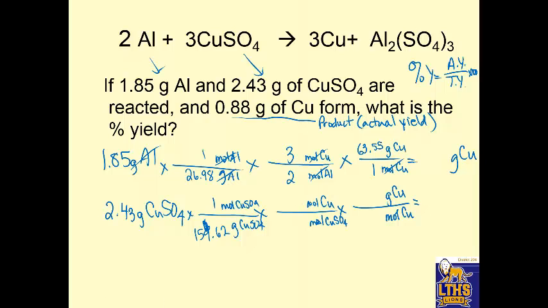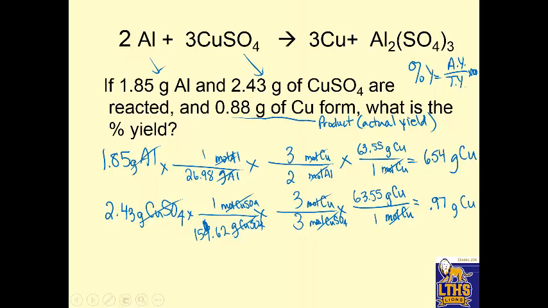Then moles to moles, coefficients are moles. Copper is 3. Copper sulfate's 3. Grams to moles, 63.55. Periodic table, moles are number 1. Goodbye copper sulfate. Goodbye moles of copper. Hello grams of copper. Okay, I do the math and I get 6.54 grams of copper for that reactant. And I get 0.97 grams of copper for that reactant.